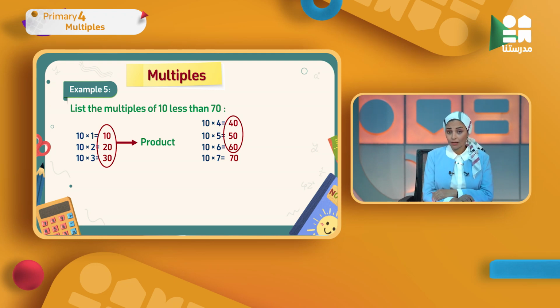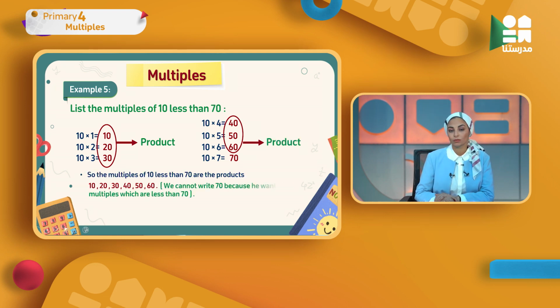Okay, can I write 70? Of course, no. Why can I not write 70? Because he only wants me to write the multiples of 10 which are less than 70. So don't write 70.